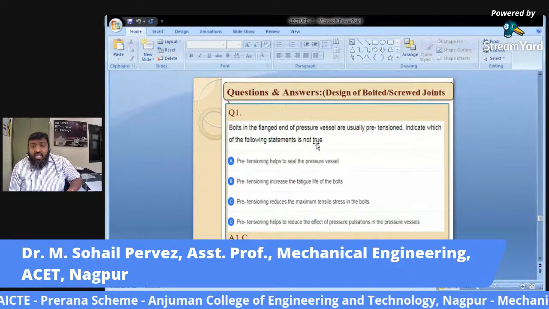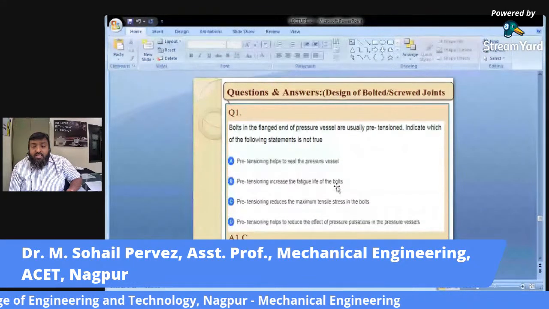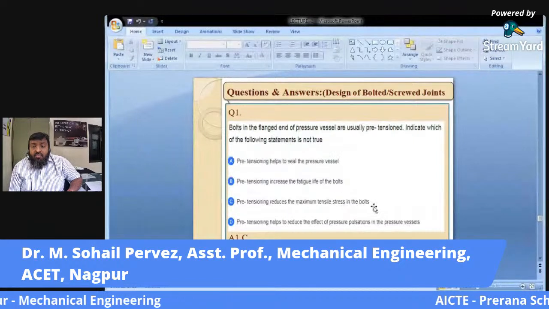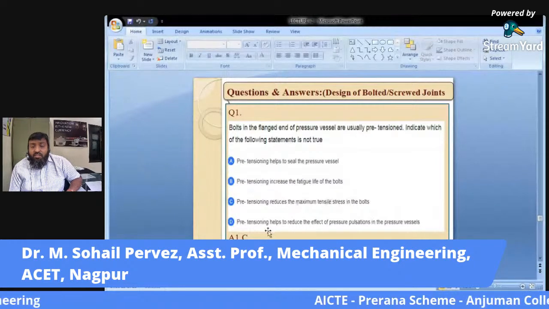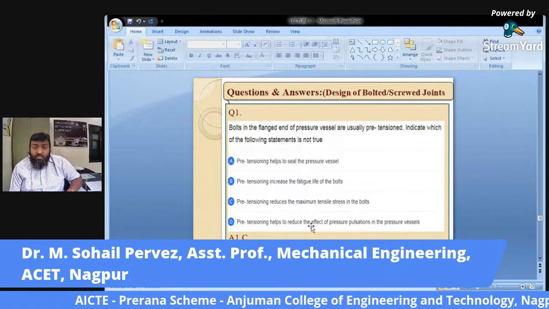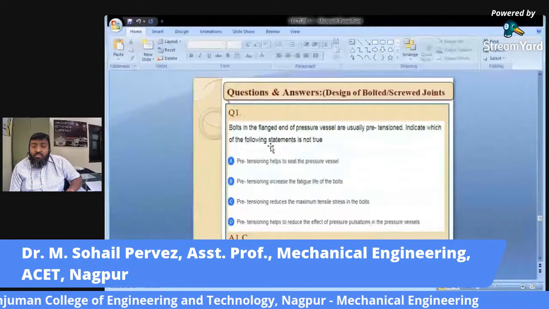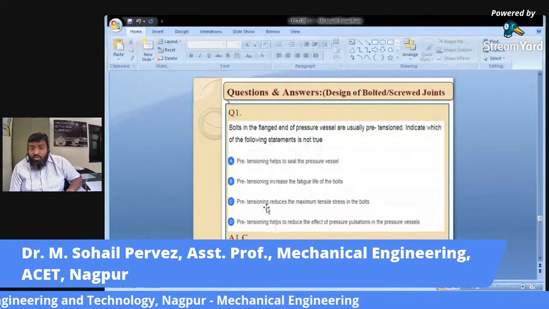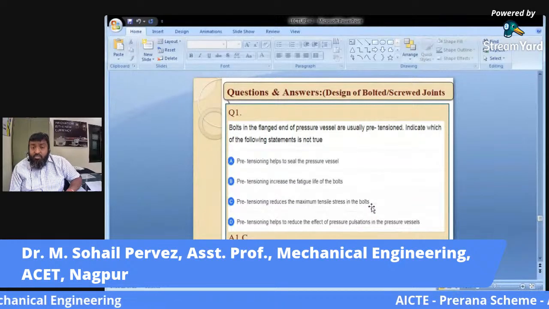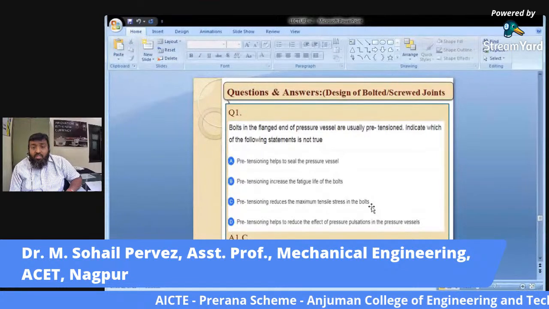B, pre-tensioning increases the fatigue life of the bolt. Exactly. C, pre-tensioning reduces the maximum tensile stress in the bolt. This is doubtful. D, pre-tensioning helps to reduce the effect of pressure pulsation in the pressure vessel. Yes, this is again very true. So the statement which is not true is that pre-tensioning reduces maximum tensile stress in the bolt. No, pre-tensioning basically increases the maximum tensile stress in the bolts. So the answer is C.